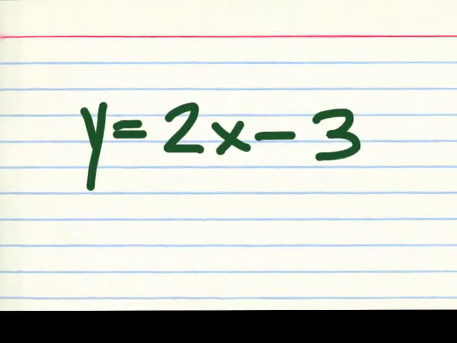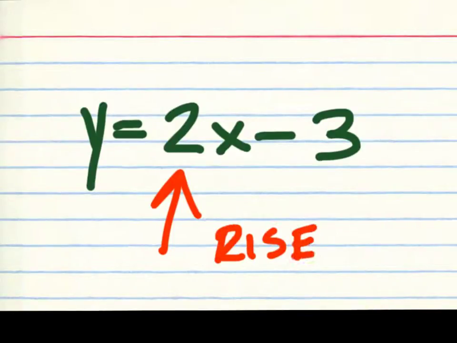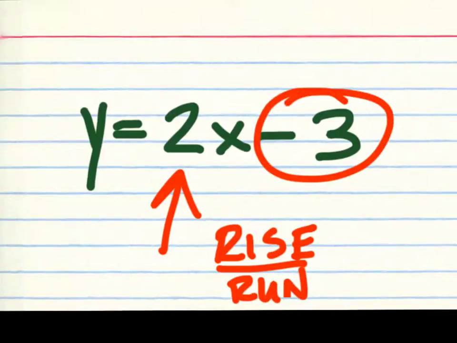Here's the first example. The first example is y equals 2x minus 3. Now this is slope-intercept form. This is the slope, and that's rise over run. And then on the back end, with the sign in front of it, is the y-intercept. The y-intercept is where it's going to cross the y-axis.